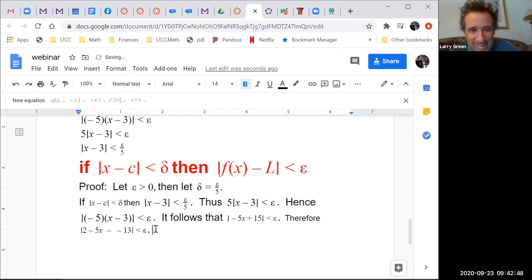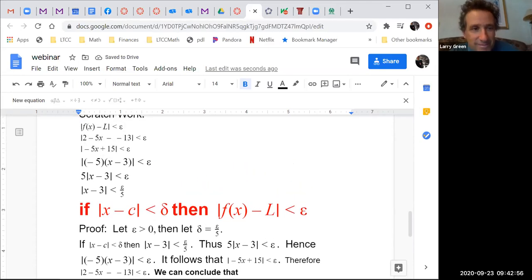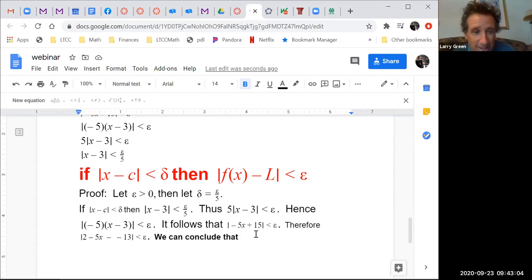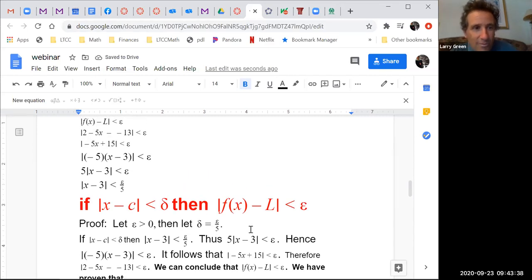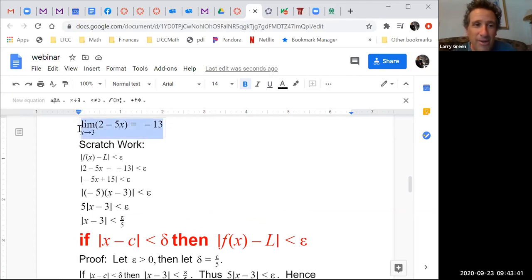So we can conclude that. And guess what? Now we're here. We're at our goal. Because 2 minus 5x is f of x. Negative 13 is L. And we've arrived at the goal in red. Again, you do the maze backwards with scratch work, and then you go forwards and you arrive and finish the maze. So we have proven that. Now we truly go back to our whole big goal, which was right here.